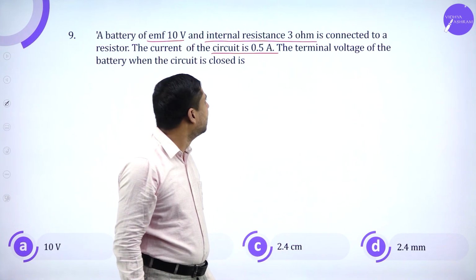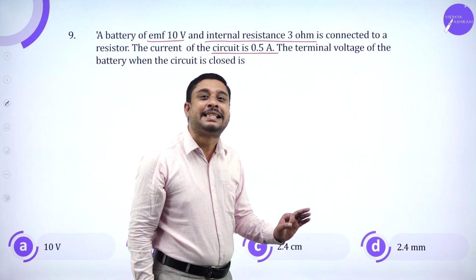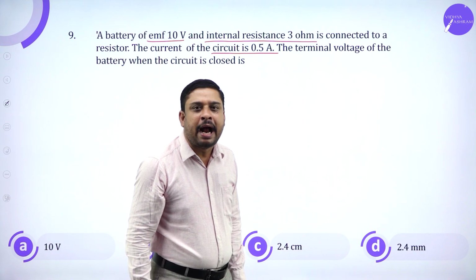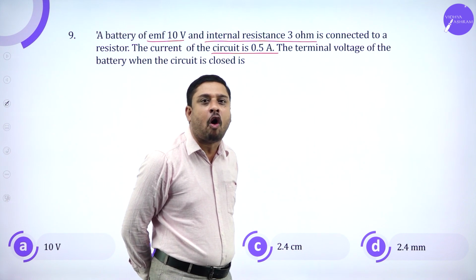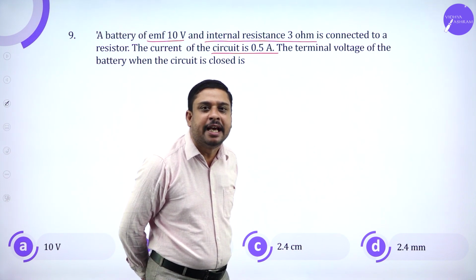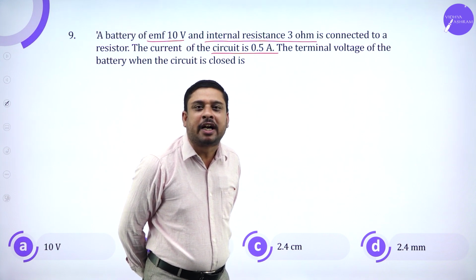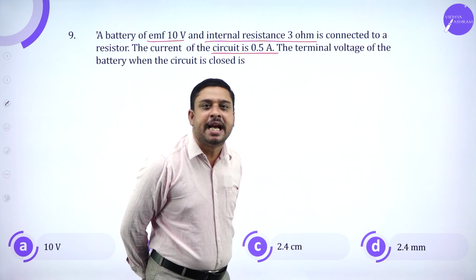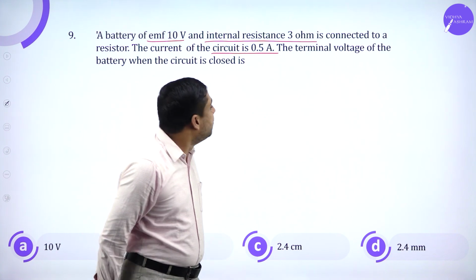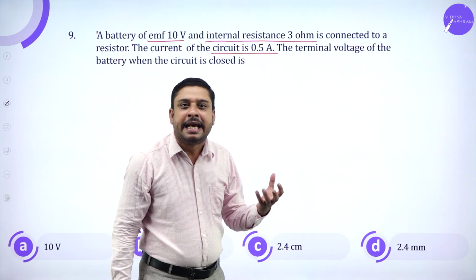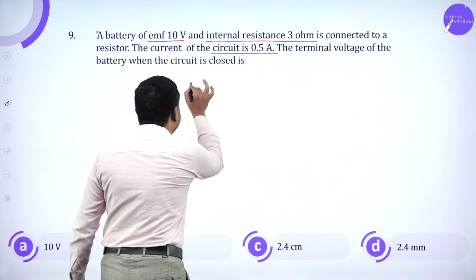10 volts. Internal resistance is 3 ohms. And what is the current flowing through the circuit? It is 0.5 ampere. Terminal voltage, or terminal potential difference, has to be calculated. With this data given, recall the expression for terminal potential difference.